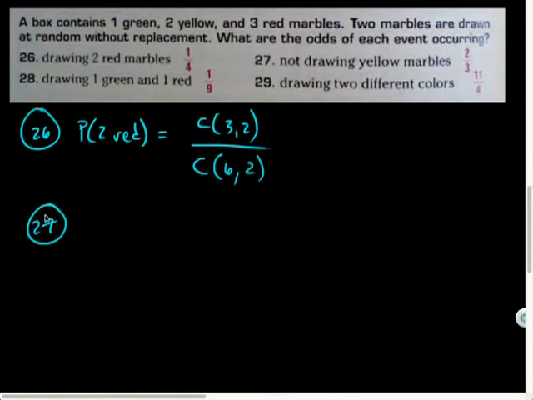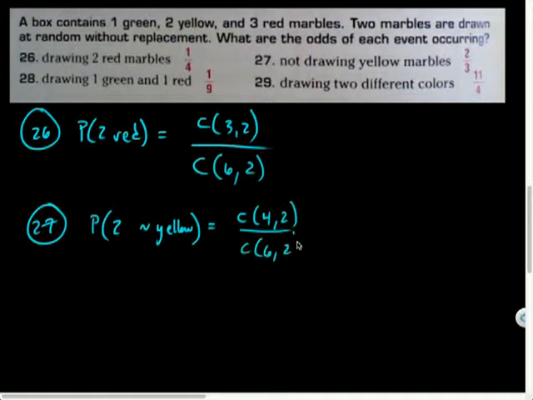Not drawing yellow marbles. So probability 2 not yellow. Let's see, how many not yellow marbles are there? There's 1 green, 3 red, so that's 4 non-yellow marbles. So I'd want to find out how many ways could I select 2 of the not yellows over the total number of ways I could select 2 marbles out of 6. So number of successful ways the event could occur over the total number of ways the event could occur. Question?